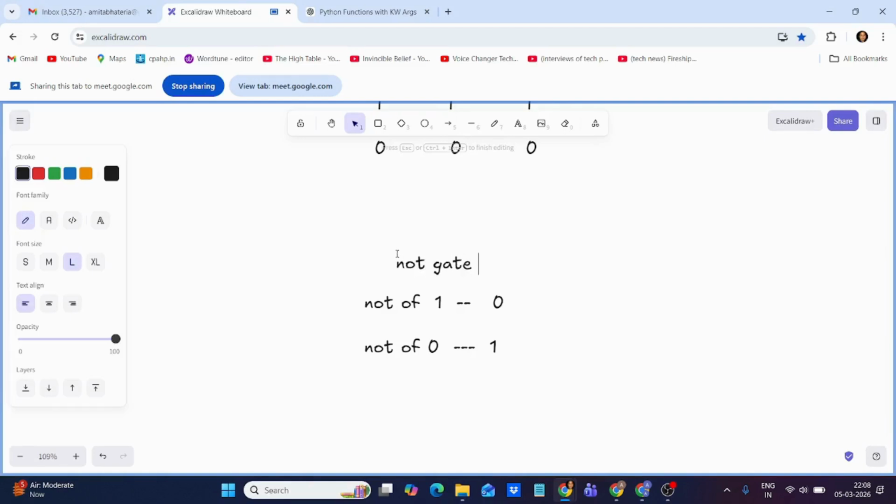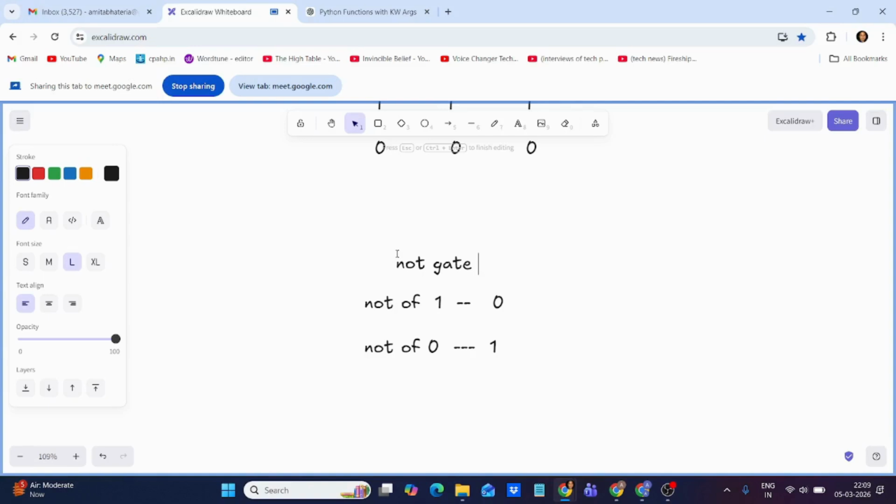So see, these are the basic gates, right? First one is the AND gate, second one is the OR gate, and third one is the NOT gate. You just have to understand how these work. Based on these gates, some more gates are also formed. For example, if we combine AND with NOT, it becomes NAND, and if we combine OR with NOT, it becomes NOR.